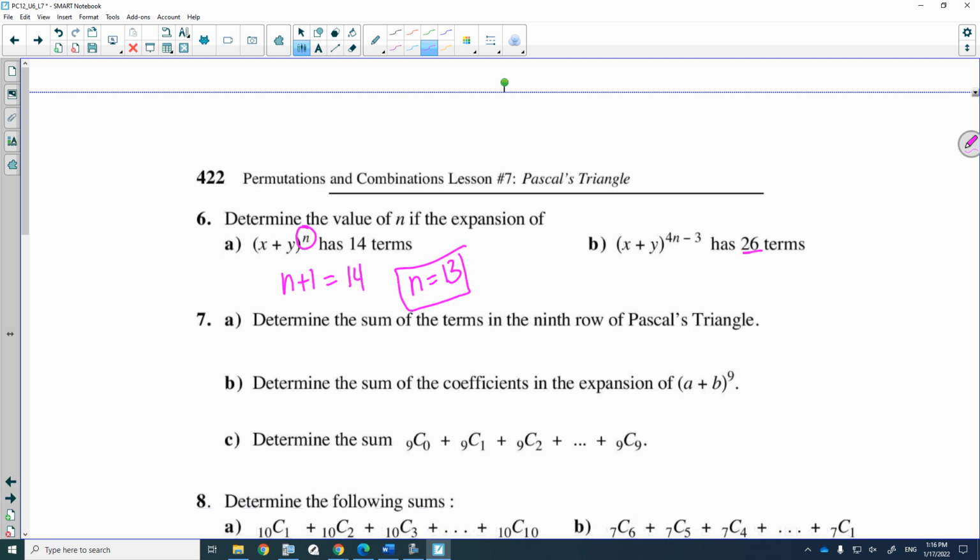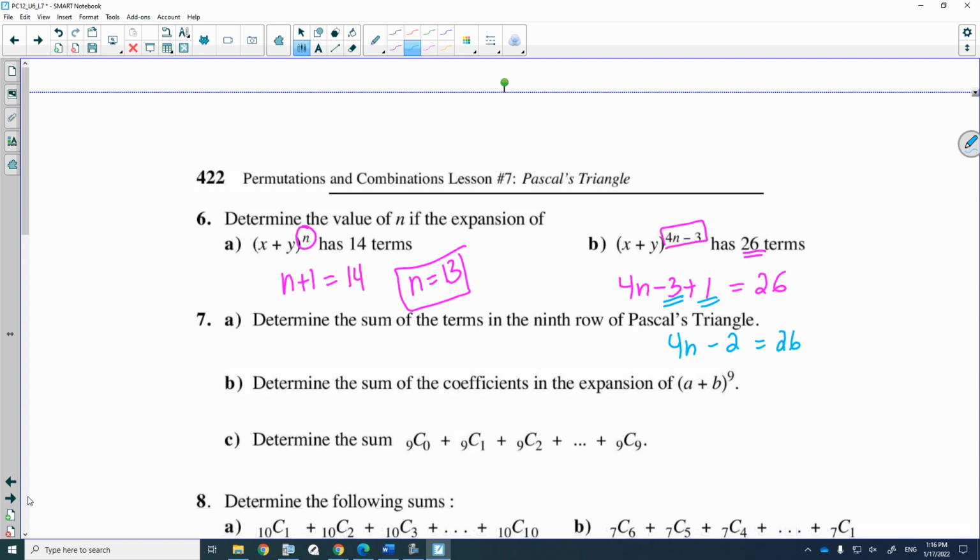It would be the same for this. 26 terms, it's n plus 1, right? To get the number of terms, that's equal to 26. So if you simplify this, you're going to have 4n minus 2 is equal to 26, and then just solve for n. Add 2 to both sides and divide by 4.